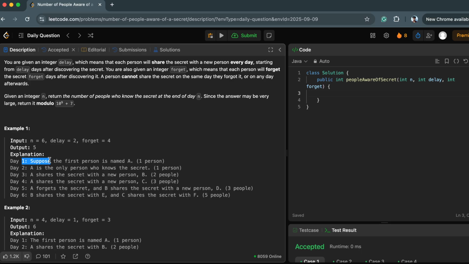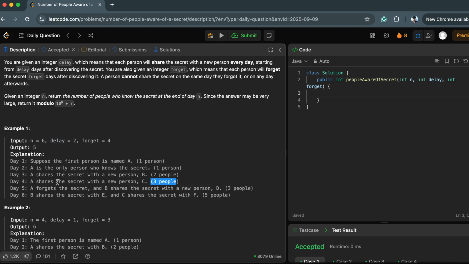So on day 1 he got the information, on day 2 he cannot share it, but on day 3 onwards he can share the information. So he shared it with B. So here two people know the secret. On day 4 A also shares the secret with a new person, but B cannot share the information, because any person who knows the secret will start spreading it to others after a delay of 2 days. So on day 4 B cannot share, but A shared it, and there are 3 people who know the secret.